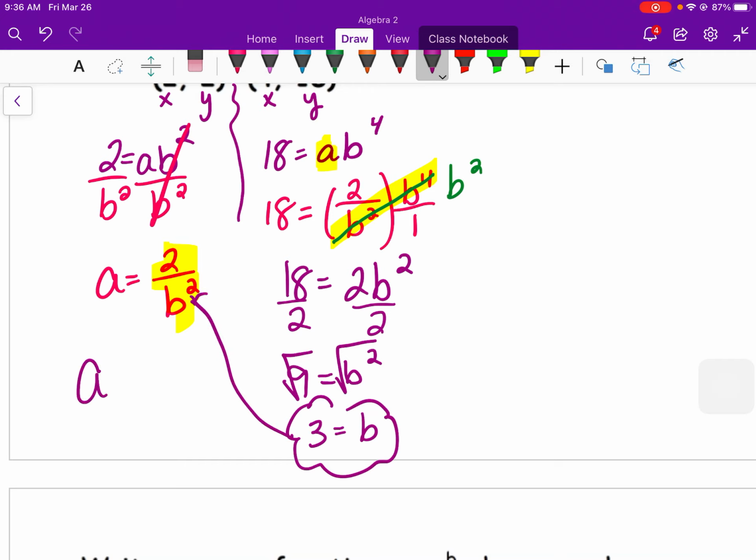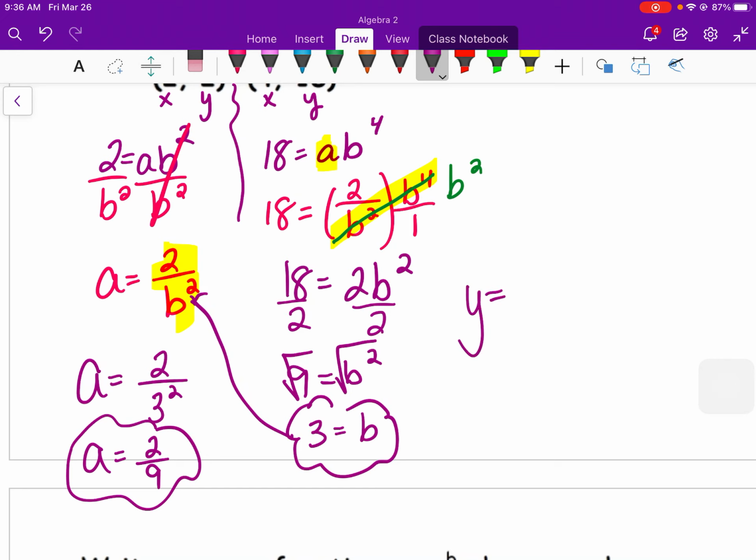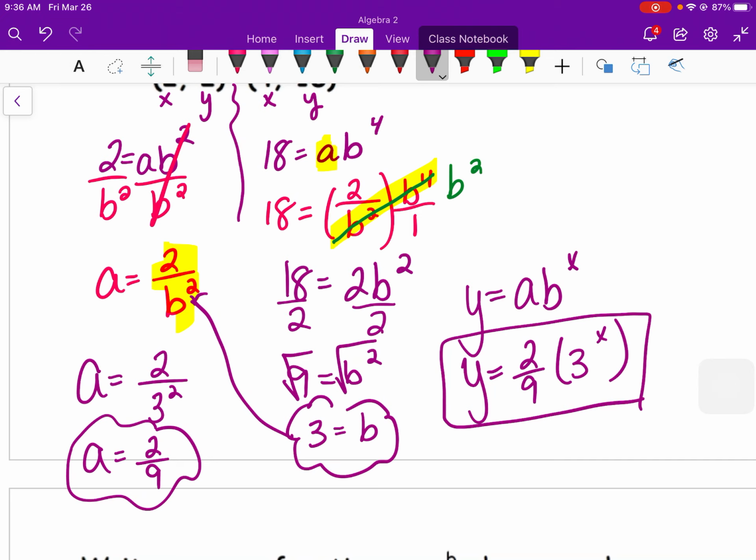Plug it back in. a equals 2 over 3 squared. a equals 2/9. Don't forget to write the final answer now. It's ab to the x, so y equals 2/9 times 3 to the x power would be your final answer.